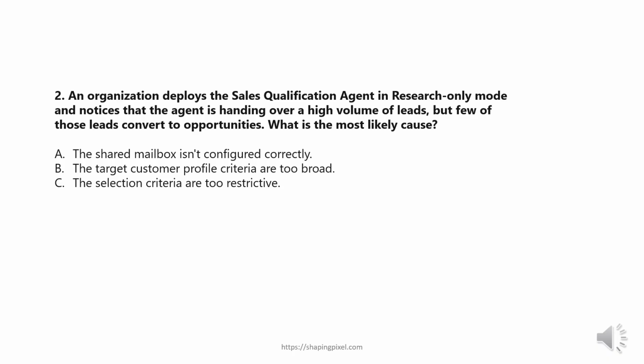2. An organization deploys the sales qualification agent in research-only mode and notices that the agent is handing over a high volume of leads, but few of those leads convert to opportunities. What is the most likely cause? The shared mailbox isn't configured correctly. The target customer profile criteria are too broad. The selection criteria are too restrictive. Correct answer is option B.